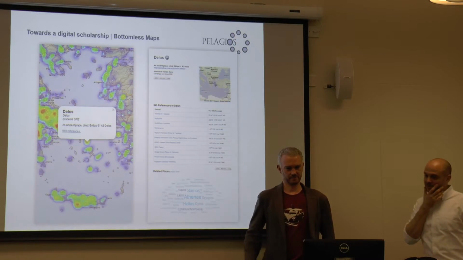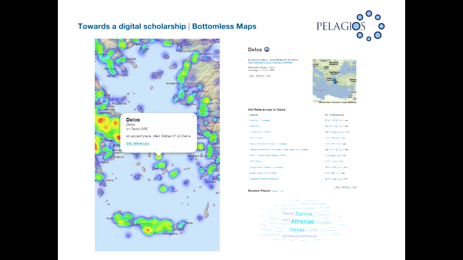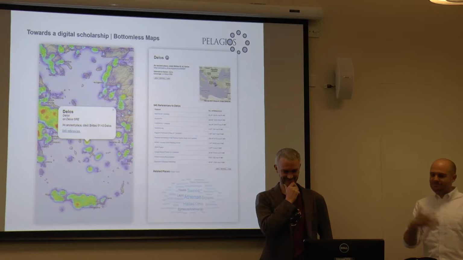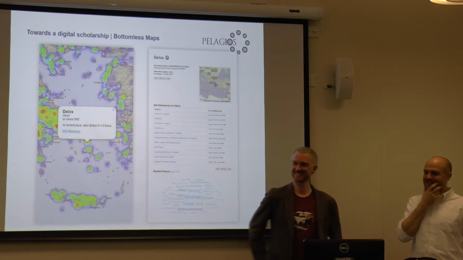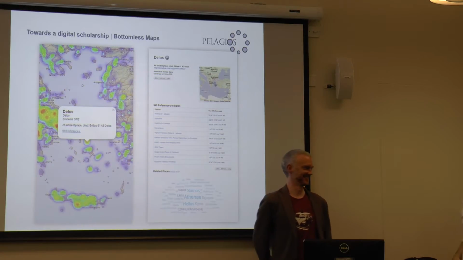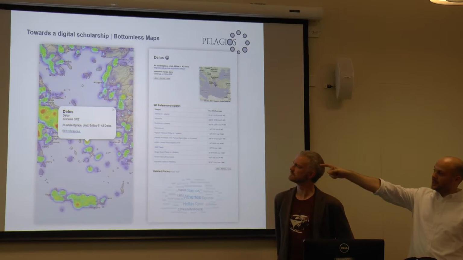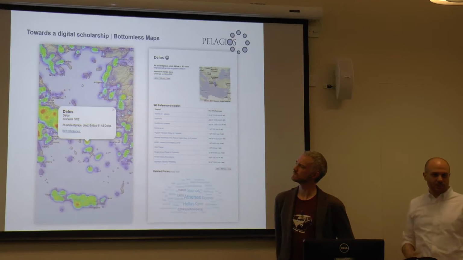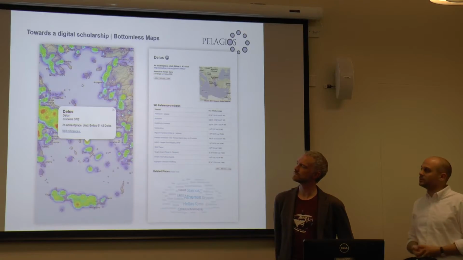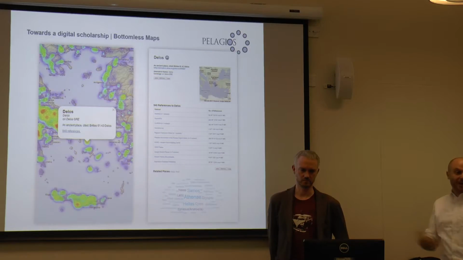So Pelagios, we've been developing various APIs and services that enable people to exploit this data in various ways. Here's something that we like to refer to as bottomless maps, mostly because deep maps are so trendy these days. We had to do a bit of one-upmanship here. We call them bottomless maps basically because we can generate heat maps that you can click on, and as people produce more annotations within the Pelagios cloud, the links to the references themselves increase through time. So it's a kind of future-proofing, if you will.